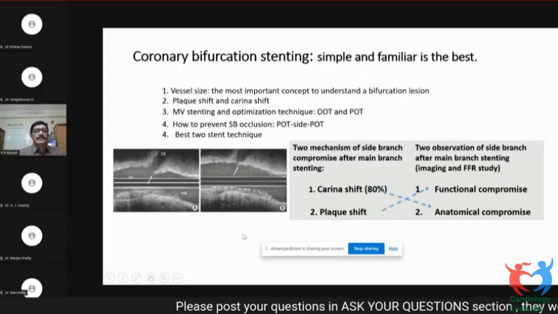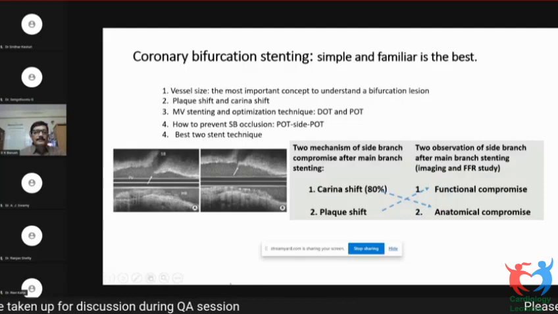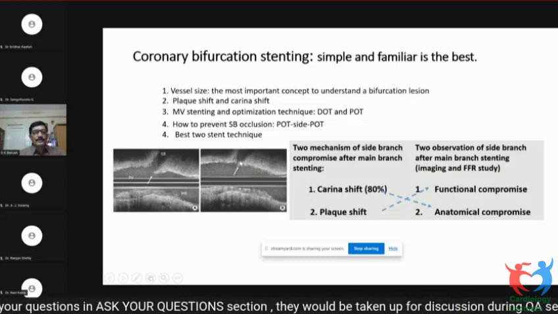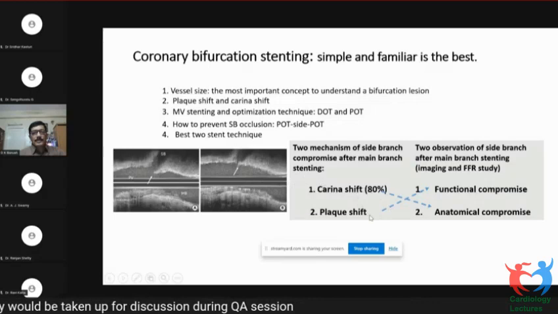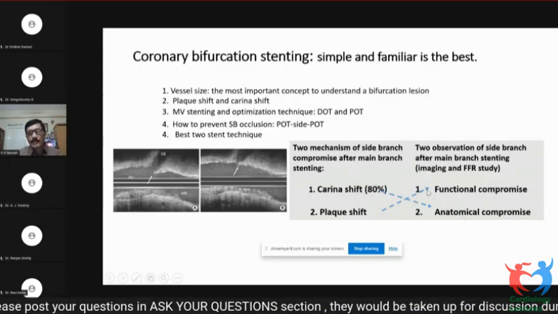But what we have so far, we have data for DK Crush, and it has got a better score than other techniques. As you have seen, as the side branches become bigger, it's more important to consider the carina shift in that case. And as you know, most of the time, once after dilatation or stenting of the main branch, there is a carina shift and there will be anatomical compromise, which may not necessarily be a functional compromise.